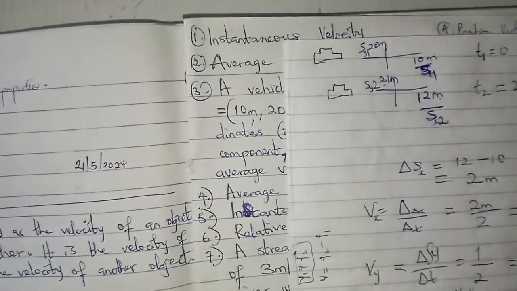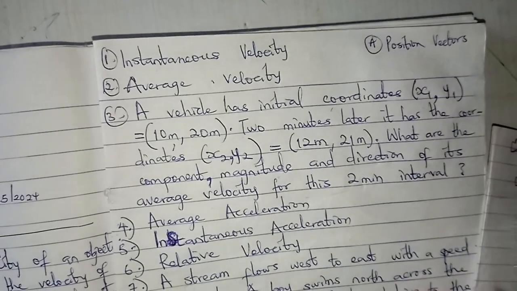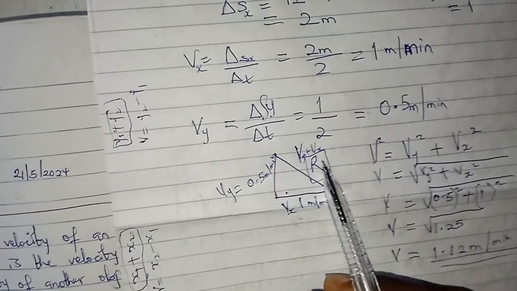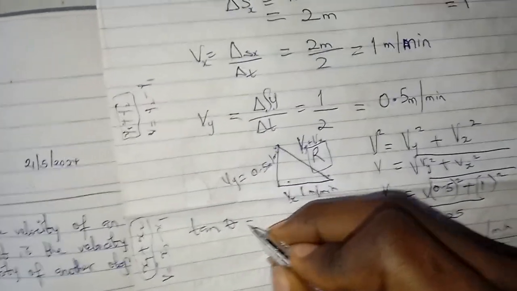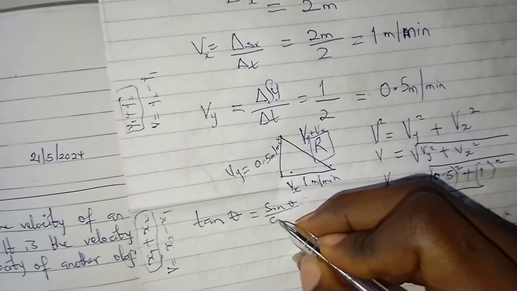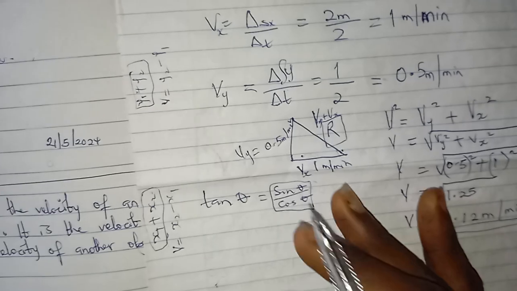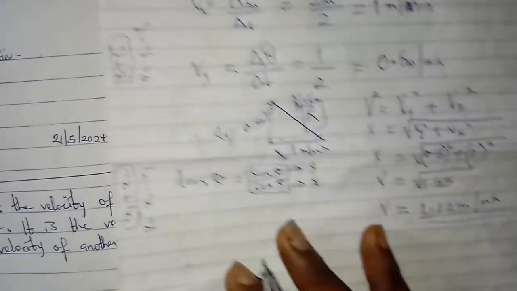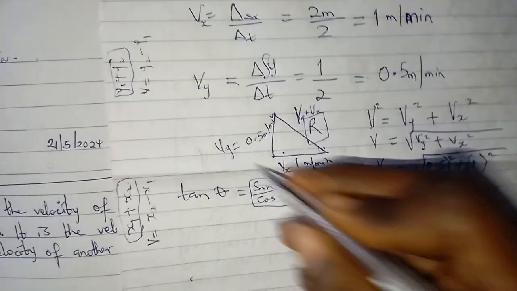So remember the question also asked me to show direction of its average velocity for this 2 minute interval. And direction, I told you in our last class that anytime we solve for resultants using Pythagoras, always use tan theta equals sine theta over cos theta. But notice that we are not using this now because there is no trigonometry given to us. So the value of sine theta is y, value of cos theta is x, and right here y is 0.5, x is 1.